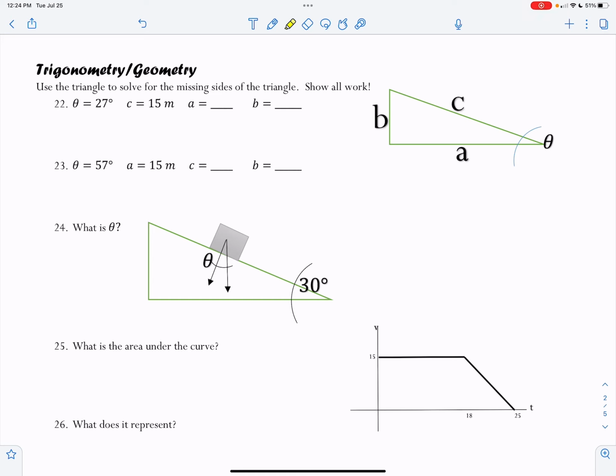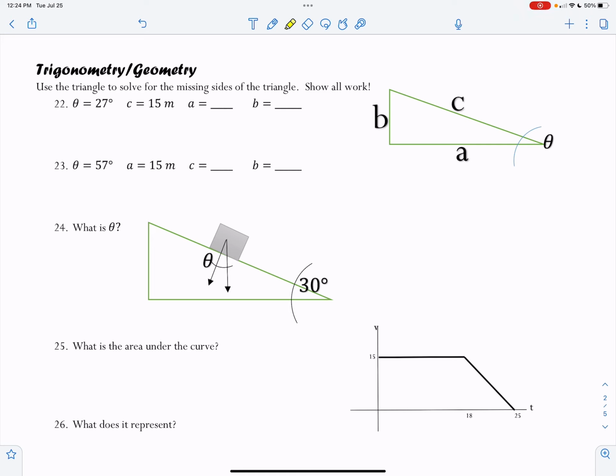We're going to be taking a look at basic right triangle trigonometry and some geometry angle relationships, as well as a quick review of area calculations.